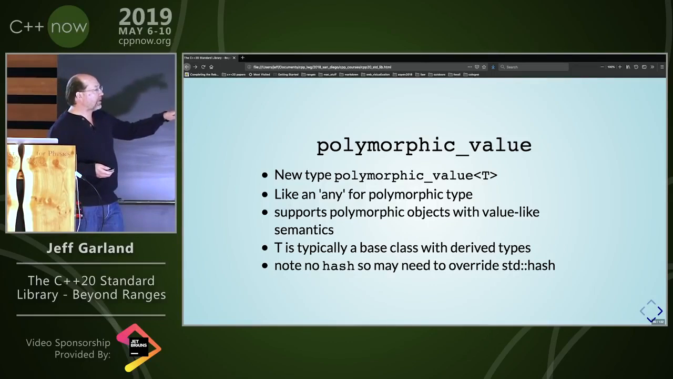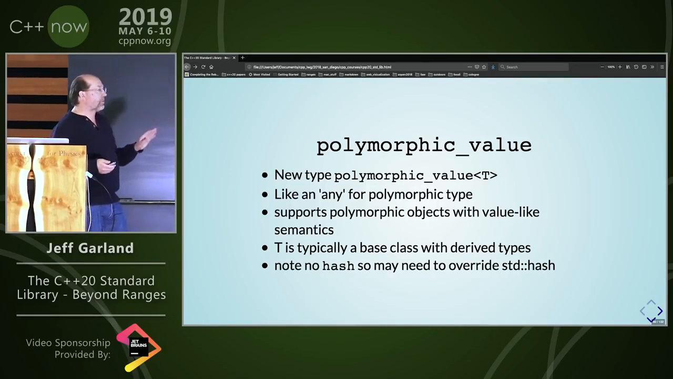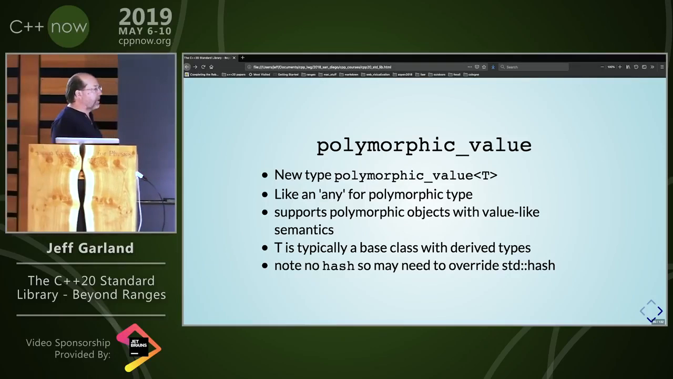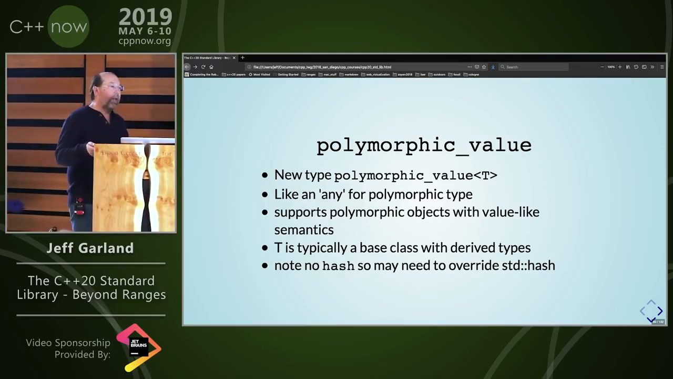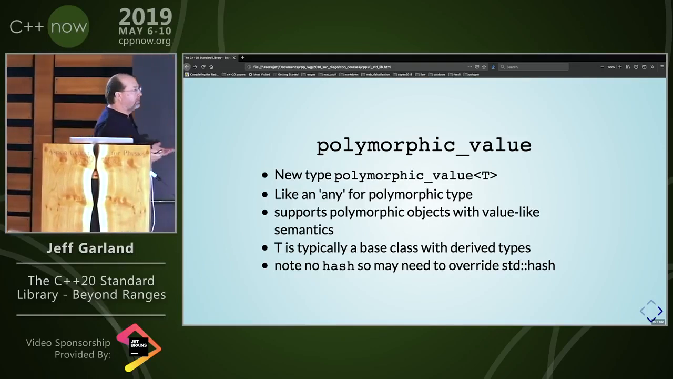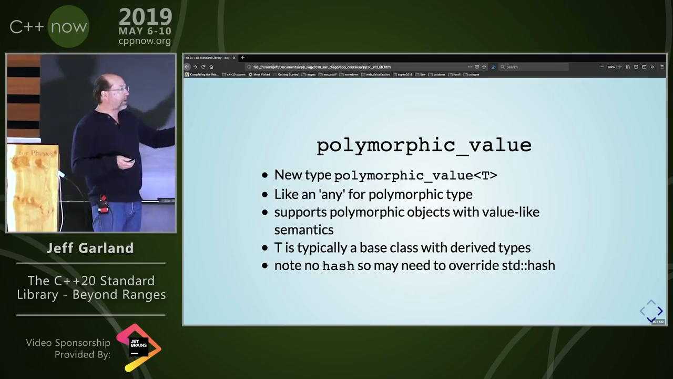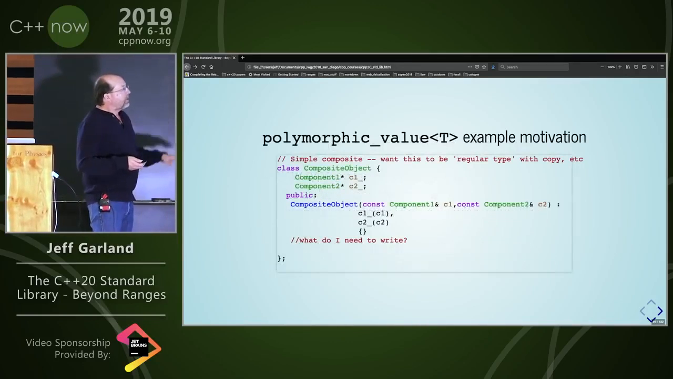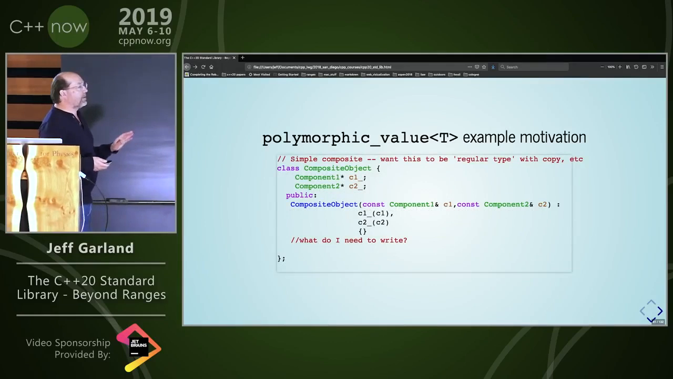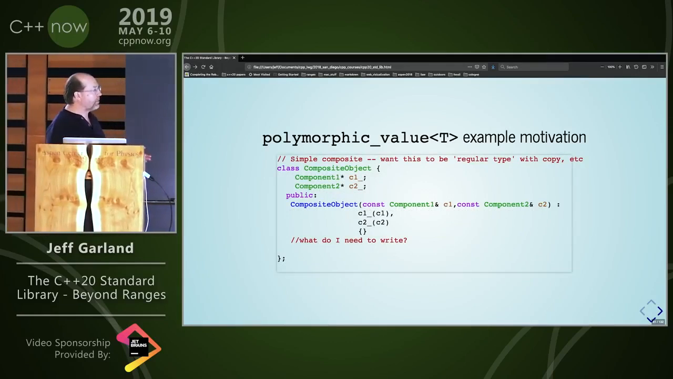One thing to note is that there's no standard hash for this. So if you're going to use polymorphic objects with hash containers, you're going to need to write a hash. But of course that makes sense, because how would the standard know how to hash your types in this particular case?